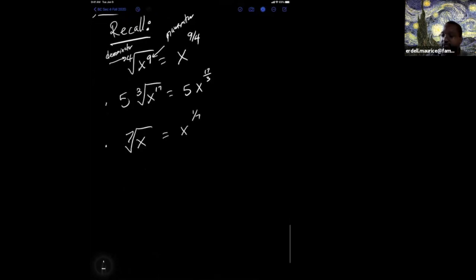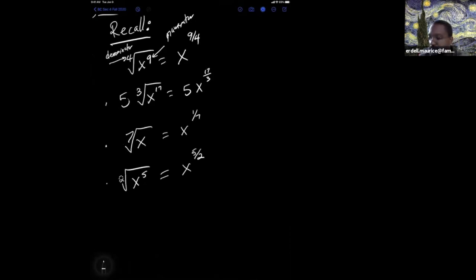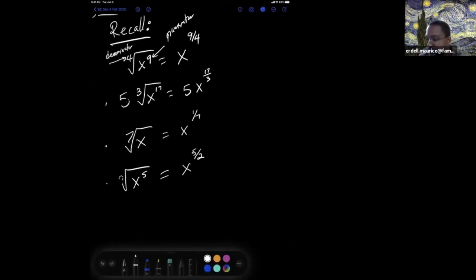And then if I am taking the square root of x to the 5th power, this is going to be x raised to the 5/2 power. 5 divided by 2. Where did that 2 come from? It's another hidden number. The 2nd root. Yes, if you're taking a square root, it means you're taking the 2nd root. So there's a hidden 2 right there that we don't write down. So if you see a root without the radical number, the number is 2. Call that the square root or the 2nd root.